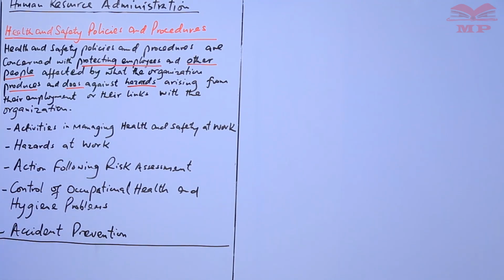So in our lesson today, for us to realize the objectives of this lesson, we are going to look at activities in managing health and safety at work. We will look at hazards at work. We will look at action following risk assessment. We will also look at control of occupational health and hygiene problems, and also look at accident prevention. How can accidents be prevented within a working environment? So we are going to start with activities in managing health and safety at work.